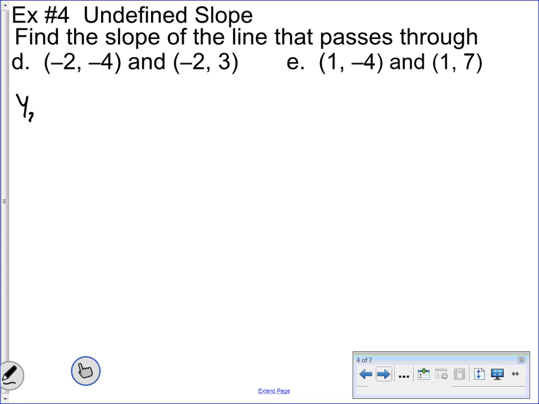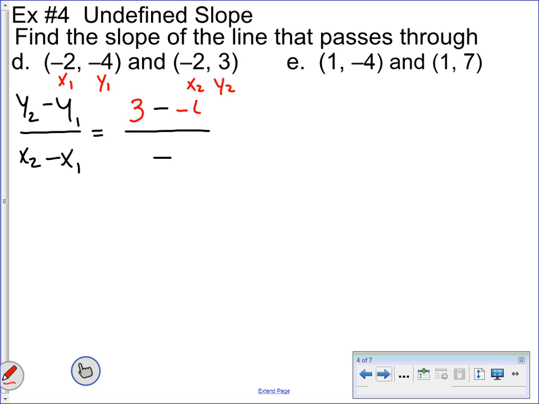So I'm going to write my formula down. Identify my x1, y1, x2, y2, and let's start plugging in the numbers. 3 for y2, negative 4 for y1, negative 2 for x2, and negative 2 for x1. 2 negatives again make a positive 4, so that's going to be 3 plus 4 is 7. 2 negatives here become positive, and negative 2 plus 2 is 0.